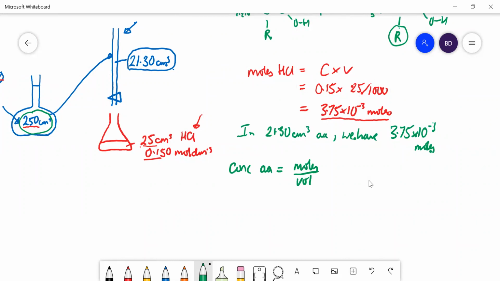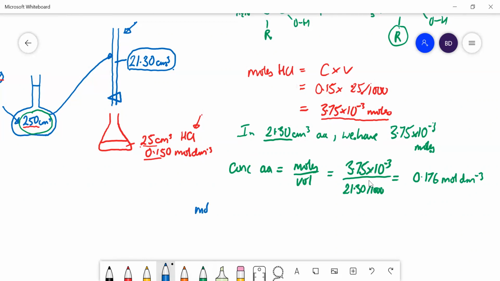Okay, so concentration of the amino acid is moles over volume. So 3.75 times 10 to the minus 3. The volume was 250 cm³. That's 0.25 dm³. Sorry, it's not that at all. That's in the titre, which is 21.3. So that's 21.3 over 1,000. That gives us a concentration of 0.176 moles per dm³. So now we're going to find out the moles of amino acid in 250 cm³ of solution.